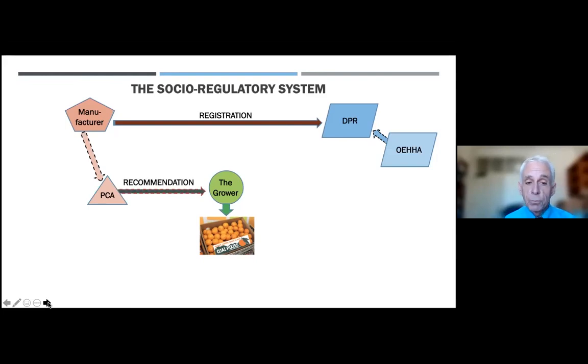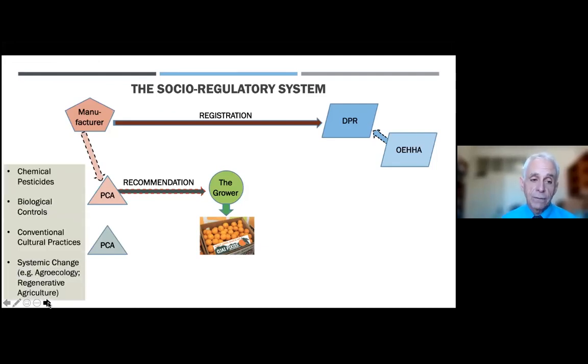The PCAs will provide, as I mentioned, recommendations to the grower. And I should point out, there are also a fair number of PCAs in California who are independent, who are not in one way or another linked to a particular manufacturer or dealer. And the job of the PCAs is essentially to develop pest management recommendations. So when we think about it, it's easiest, I think, to think about four different types of recommendations that might be made, or combinations of them.